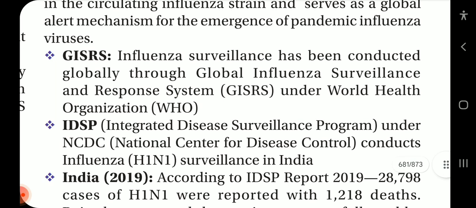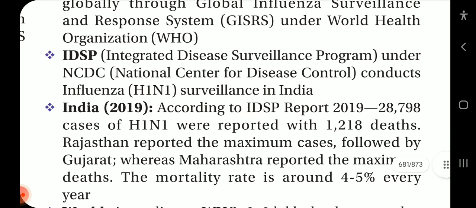Influenza surveillance has been conducted globally through the Global Influenza Surveillance and Response System, GISRS, under the World Health Organization, WHO. IDSP, Integrated Disease Surveillance Program, under NCDC, National Centre for Disease Control, conducts influenza H1N1 surveillance in India.